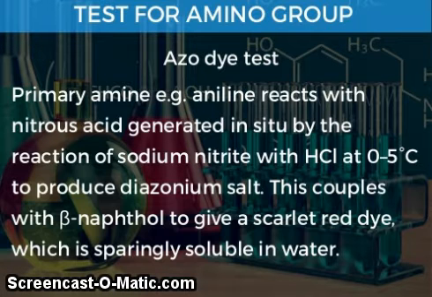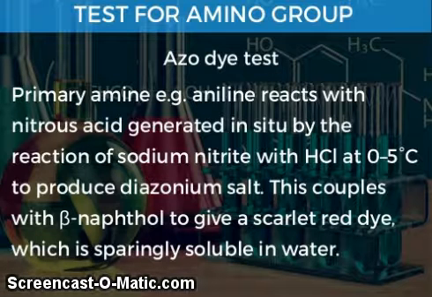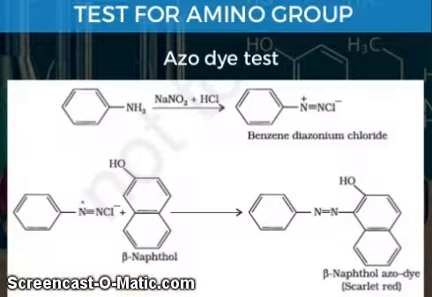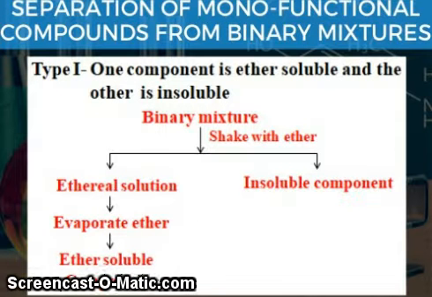Azo dye test. Primary aromatic amines like aniline react with nitrous acid, generated in situ by reaction of sodium nitrite with HCl at 0 to 5 degrees Celsius, to produce a diazonium salt, and this couples with beta naphthol to give a scarlet red dye, which is sparingly soluble in water. So these are the reactions. So one component is either soluble and the other is insoluble.